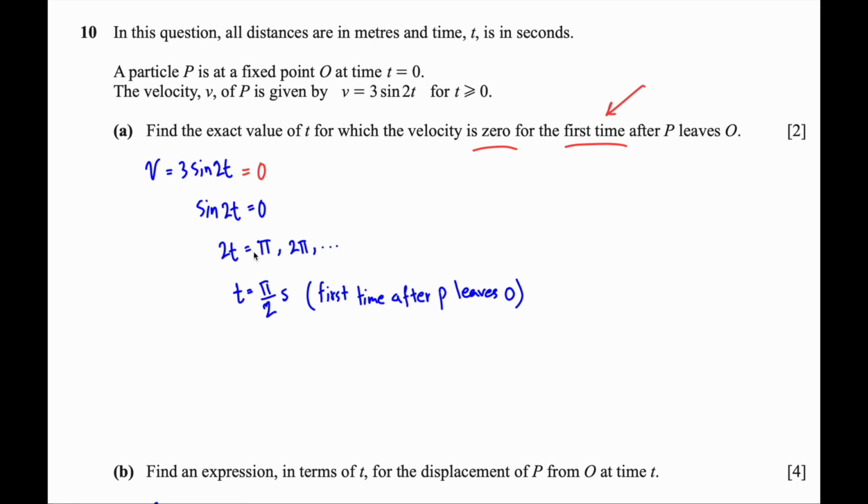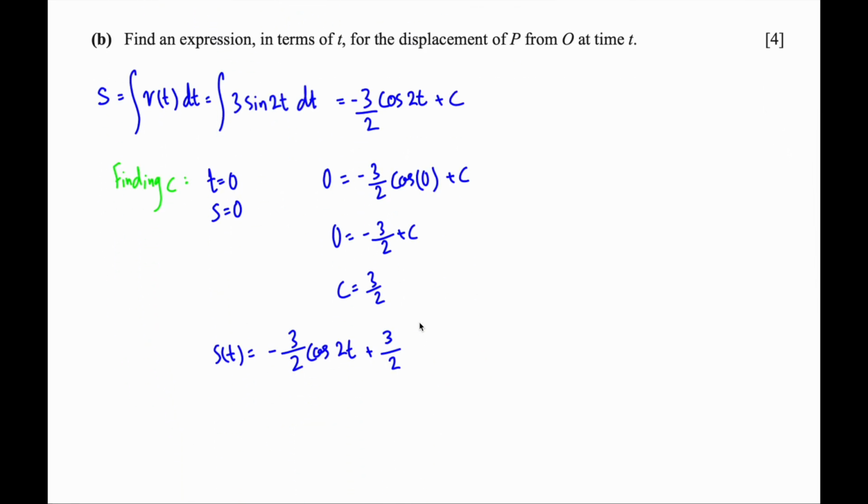And we all know that sine is 0 at 0, pi, 2 pi, and so on. However, I did not put 0 here because they said for the first time after it leaves position O. You can ignore that solution. So therefore, the first one would be pi, and t is pi over 2, and that's the first time after P leaves O.